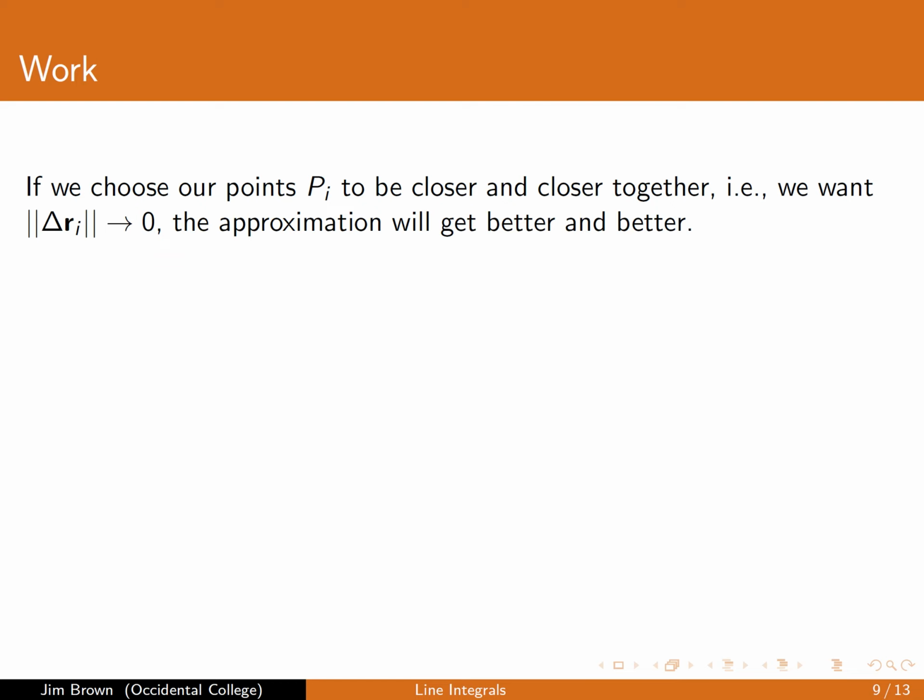Saying the points get closer and closer is the same thing as saying the norm of that vector, the length of the vector delta ri, goes to 0. And that'll give me a better and better approximation to the work. So we have that the total work is given by the limit as the lengths of the displacement vectors go to 0 of that sum. And that tells us exactly how we would calculate the work.